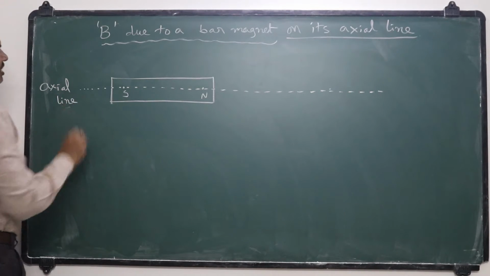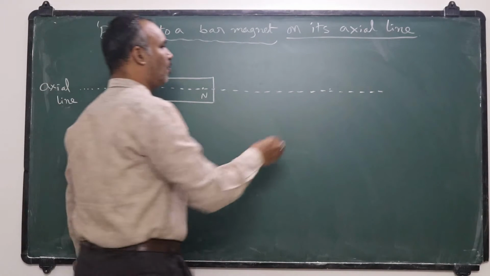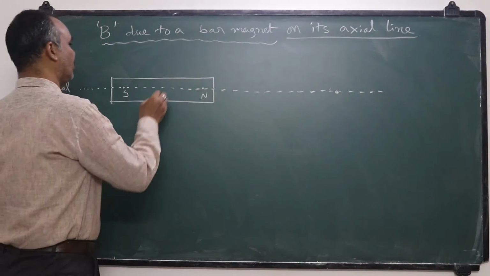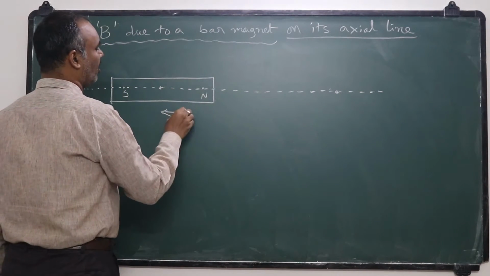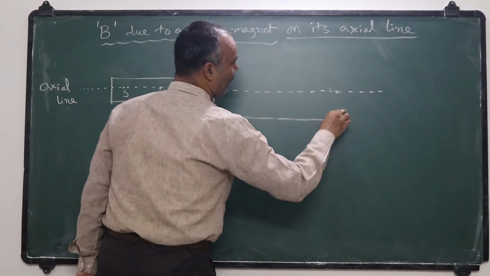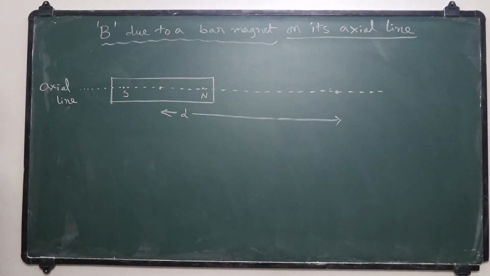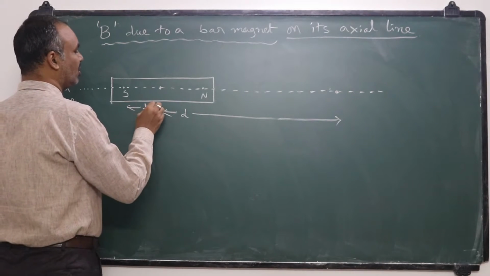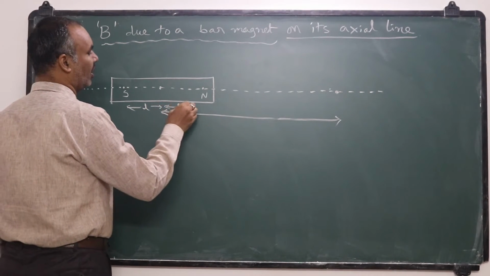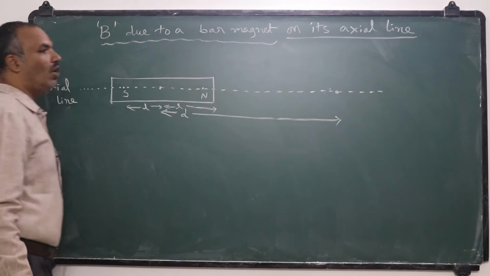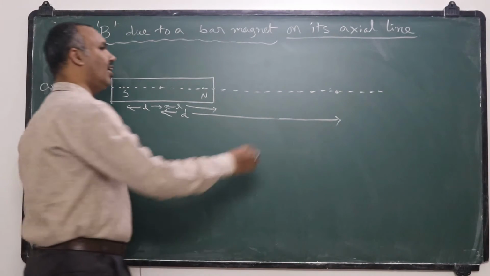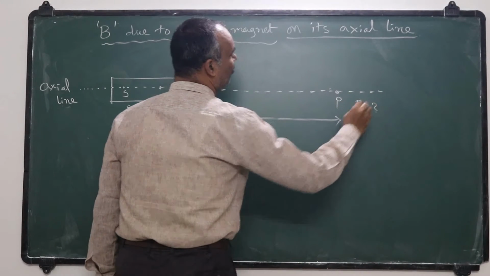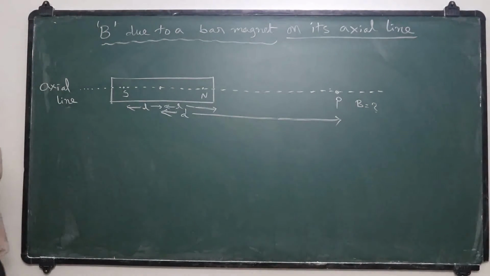On this axial line, there is a point P which is located at a distance d from the center of the magnet. The length of the magnet is 2L, hence this distance is L, and this distance is L. Now I would like to find the magnetic induction B at this point P.